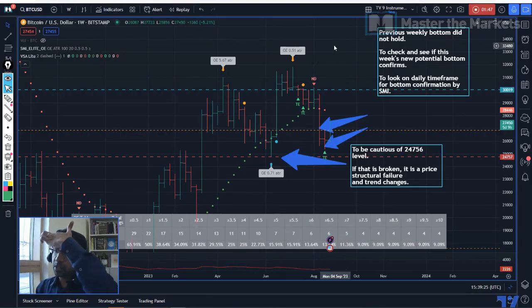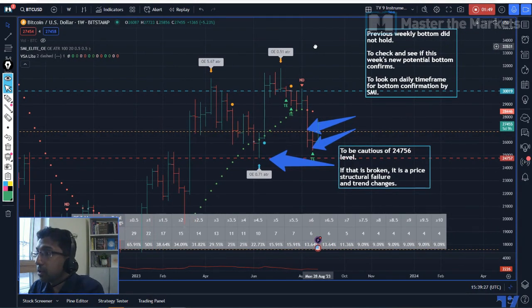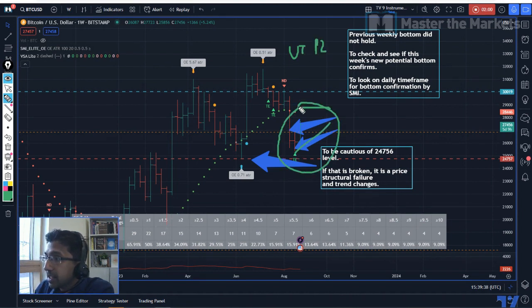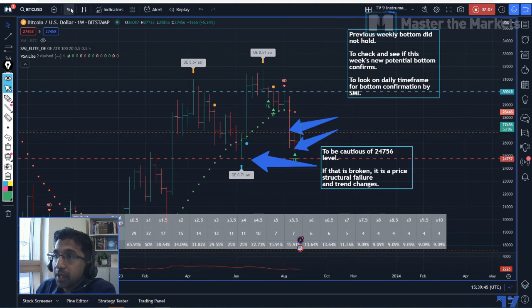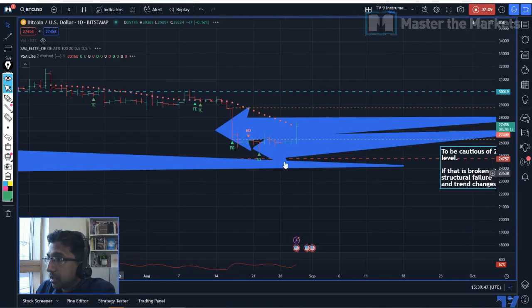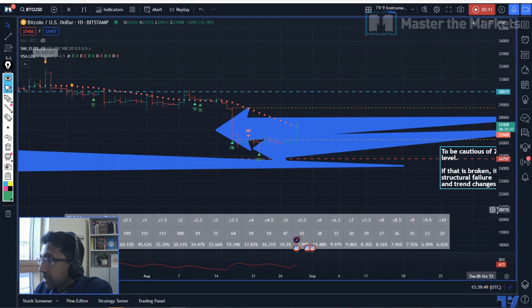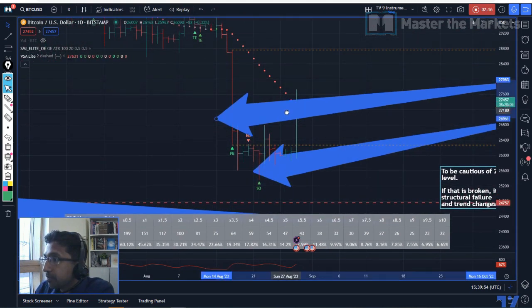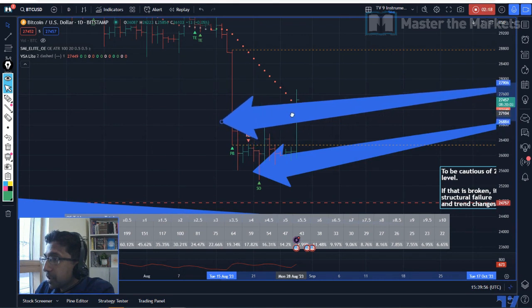Right, coming back to Bitcoin, traders, from our previous videos, what we have mentioned is that this is an uptrend phase 2, and we're looking at a turning point. We're going to see if that bottom holds on the daily. We'll see if we have a confirmation or not. So let me just take a look at the daily side of things. Yes, it looks like it's building up a bit more. Let me just move that a bit more.